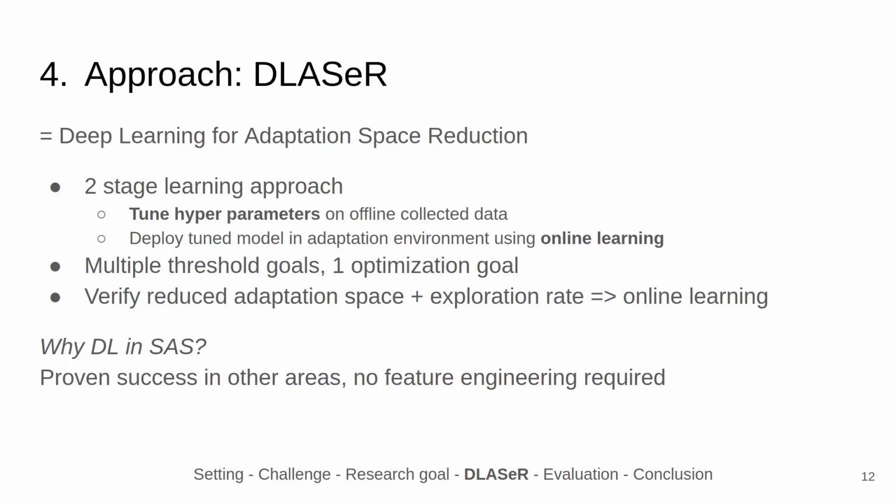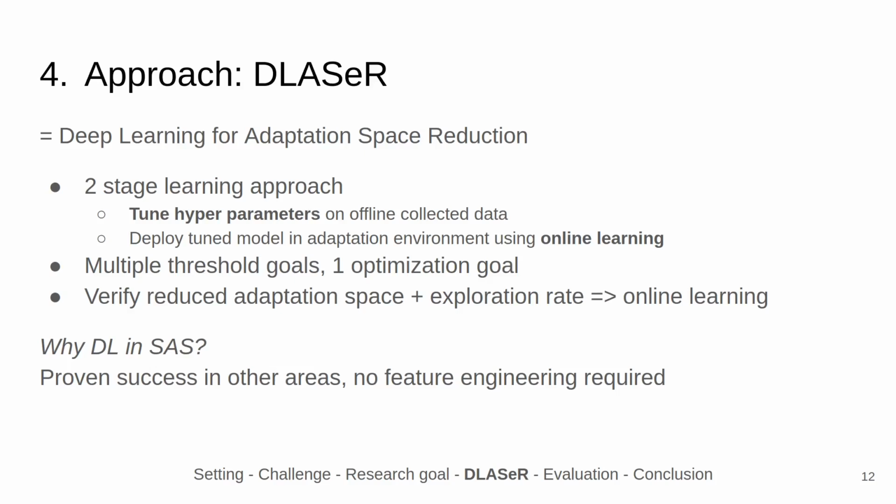Now we've come to our approach named DLASER. DLASER stands for Deep Learning for Adaptation Space Reduction. Our approach is composed of 2 stages. In the first stage, we tune the hyperparameters on offline collected data. And in the second stage, we deploy the models in an adaptation environment and use online learning to perform adaptation space reduction. Our approach tackles multiple threshold goals and 1 optimization goal. We focus just on 1 optimization goal, as handling multiple optimization goals would result in some Pareto optimality, which we consider out of scope of our work.